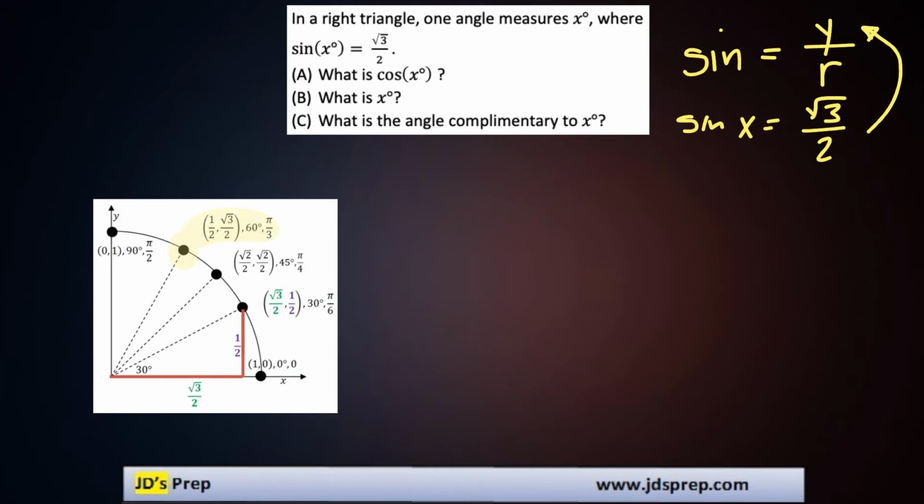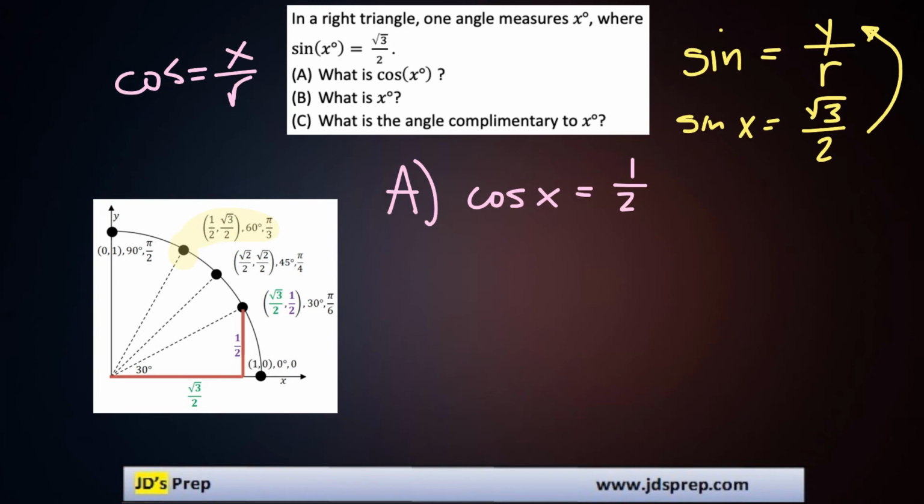Okay, so for part A of the question, what is cos of x? Well, cos is x over r, right? So in other words, we need to think, what is the x coordinate of that same point? Well, we can see that that is 1/2. So to answer A, cos of x is going to be equal to 1/2. I mean, it's really 1/2 over 1, which would just be 1/2.